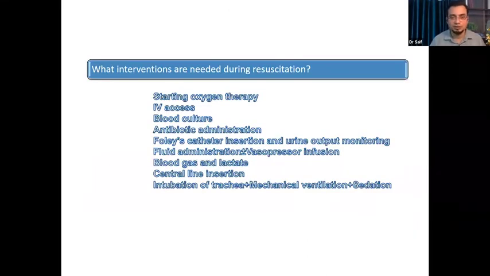What interventions are needed during resuscitation? Definitely, for a patient who becomes septic or goes into septic shock, you have to take care of so many things at a time. That's why you require a lot of people, and that's teamwork. Every individual should know what has to be done. The doctor has to know, yes, this is my job. I have to put in a few lines and do tracheal intubation.